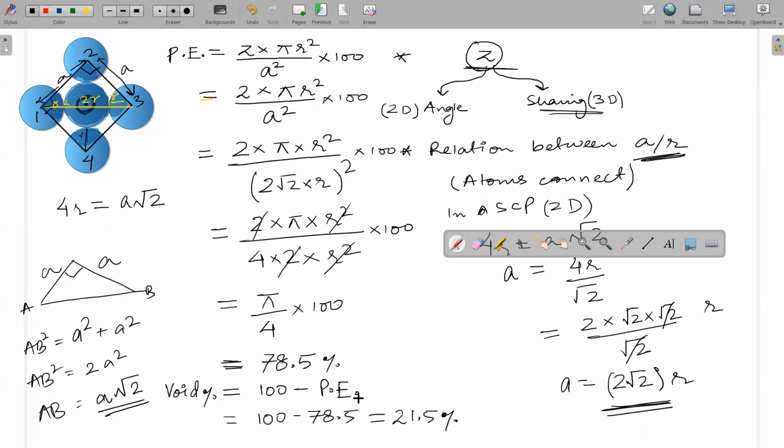Now, I hope all of you got it correctly, how to calculate the packing efficiency. The only trick, the only imagination part, is your Z and the relation between A and R. You don't have to remember this. Just remember you will find Z from the angle and the relation of R. Whenever I say relation between A and R, you have to tell me these words: atoms touch.